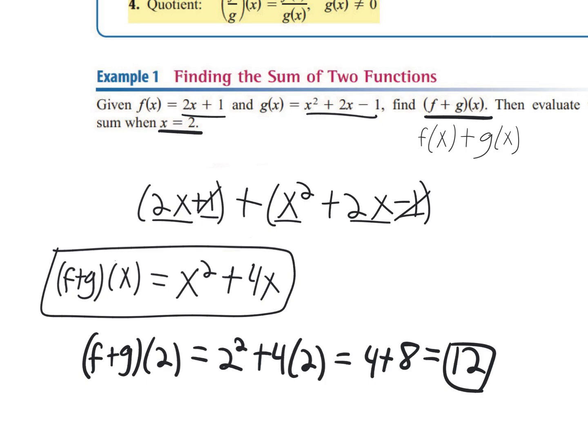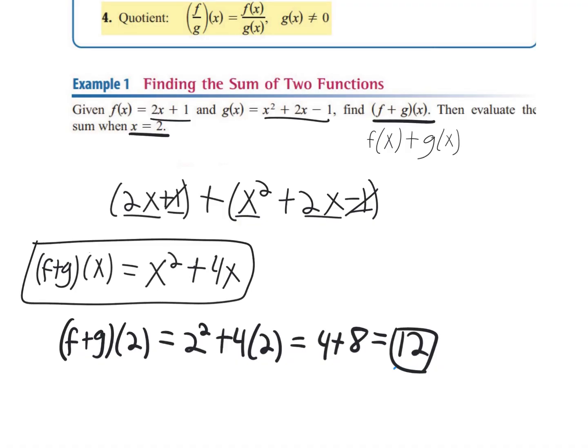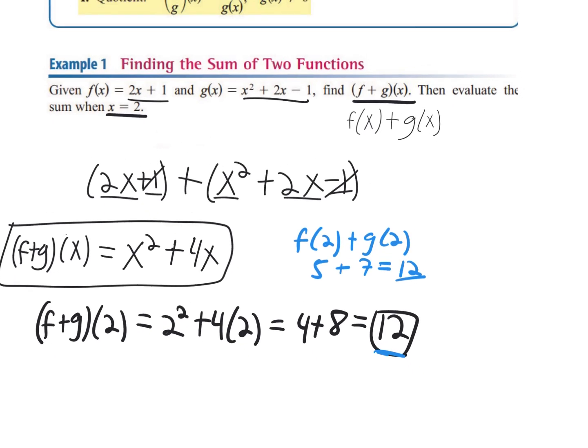Let's say it just asked you to find the sum. Another way that you could find that number 12 is if you found f of 2 and then added g of 2. So that's just another way to get the same answer. If you plugged it into f of x, then you would have gotten 5. If you plugged it into g of x, you would have gotten 7, and then you would still get the same answer, 12.